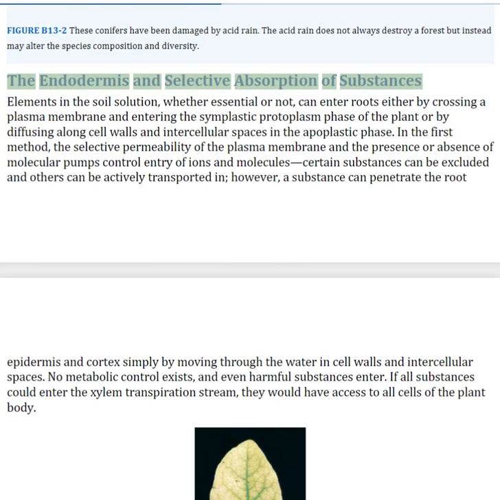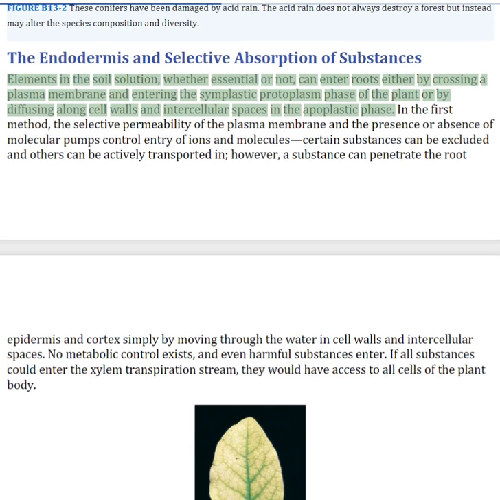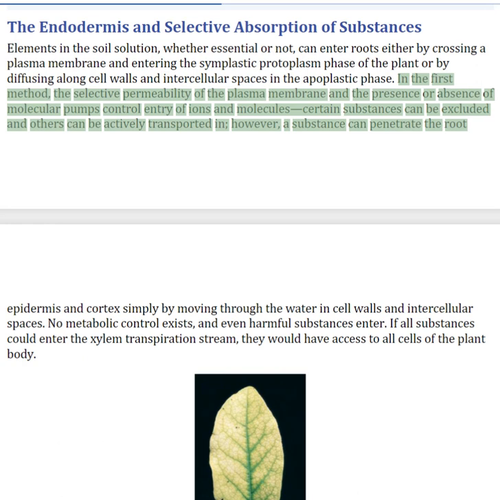The endodermis and selective absorption of substances. Elements in the soil solution, whether essential or not, can enter roots either by crossing a plasma membrane and entering the symplastic protoplasm phase of the plant or by diffusing along cell walls and intercellular spaces in the apoplastic phase. In the first method, the selective permeability of the plasma membrane and the presence or absence of molecular pumps control entry of ions and molecules. Certain substances can be excluded and others can be actively transported in.